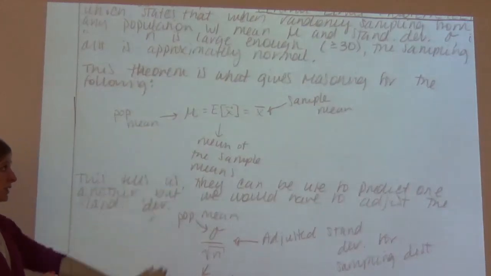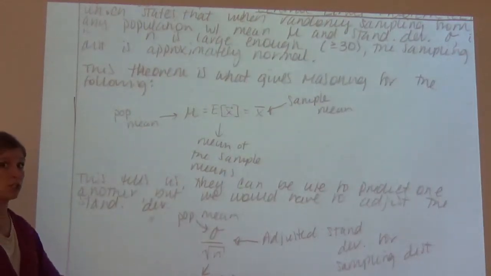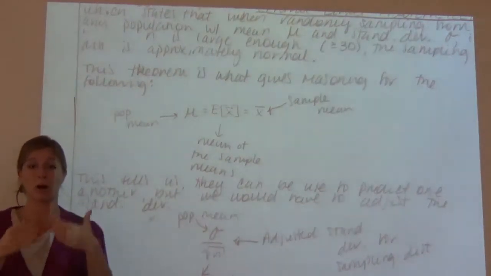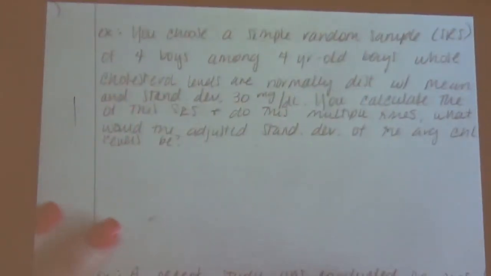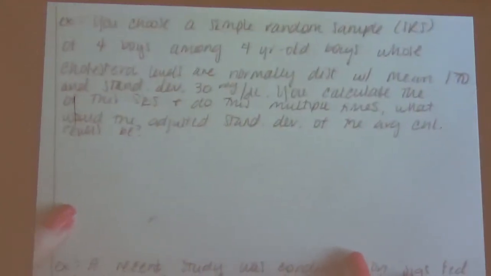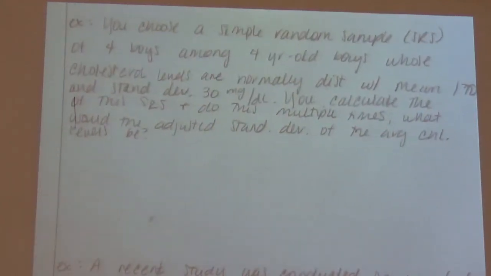Okay, so I'm going to use these ideas to do some computations. We'll start simple and then get more complex as we go through this. Okay, so first, I'm going to pull this up here, do a couple examples. Let's say that we choose a simple random sample of 4 boys among 4-year-old boys whose cholesterol levels are normally distributed with a mean of 170 and a standard deviation of 30 milligrams per deciliter. That's just the measurement of cholesterol.